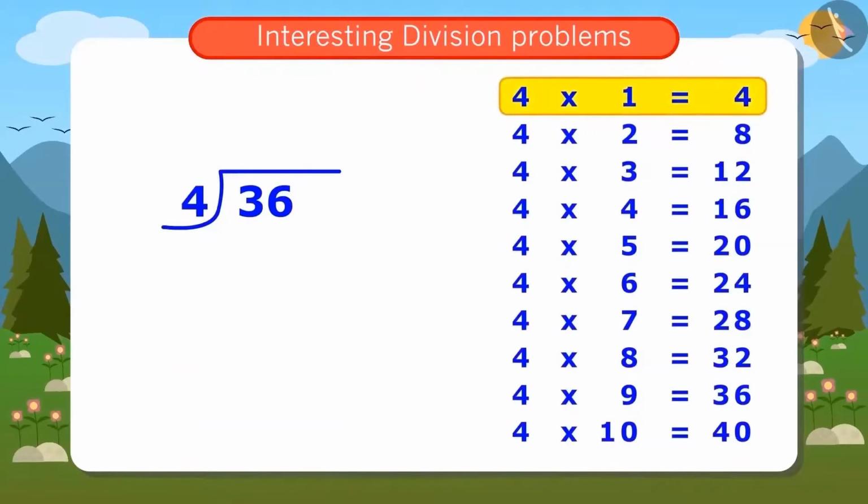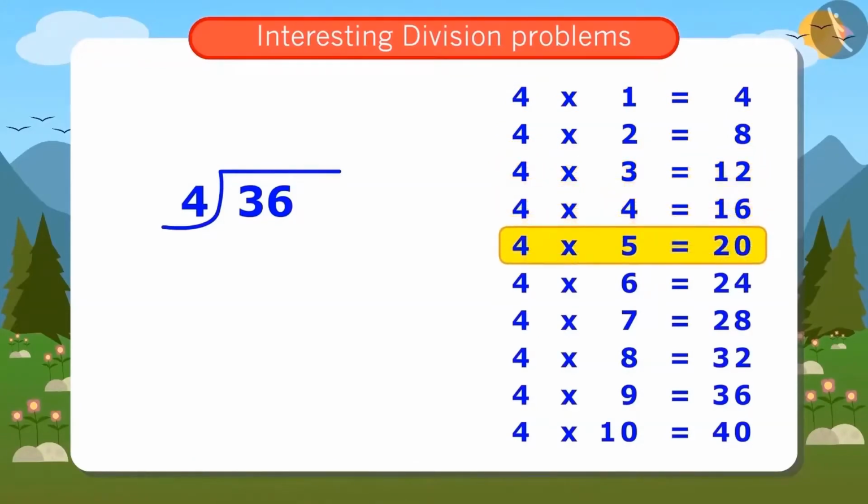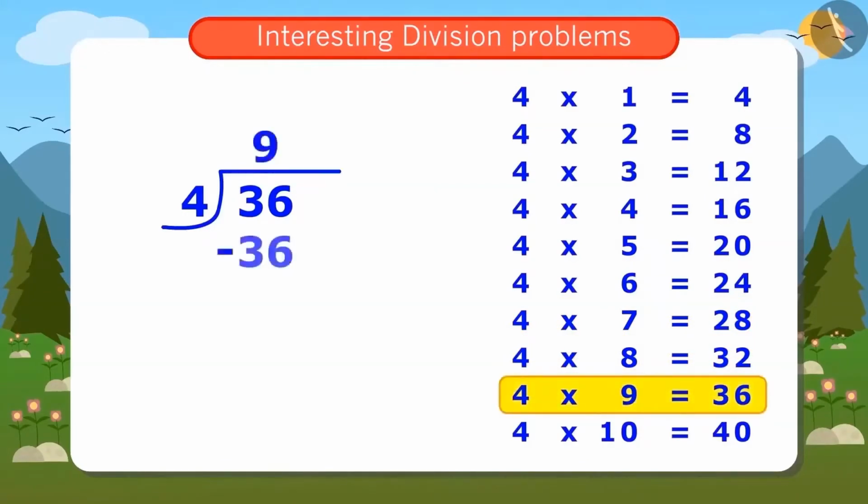4 ones are 4. 4 twos are 8. 4 threes are 12. 4 fours are 16. 4 fives are 20. 4 sixes are 24. 4 sevens are 28. 4 eights are 32. 4 nines are 36. That is, if 36 is divided by 4, the answer will come 9.